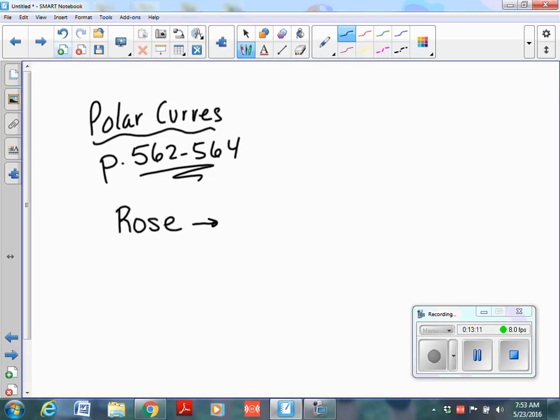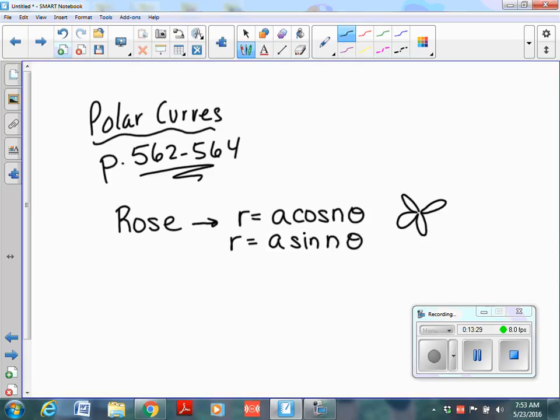And here's the equation. r equals a cosine of n theta, and r equals a sine of n theta. So what you made was a rose. And a rose has petals. It has 4 petals. It has 3 petals. Whoops. It has 6 petals. They're supposed to be nice, like they look like a rose.